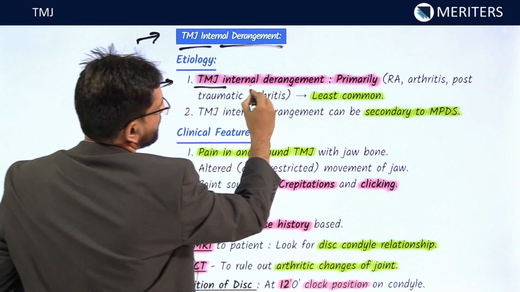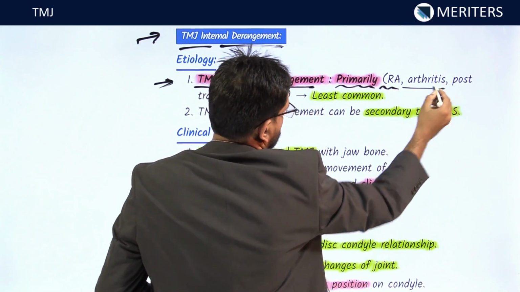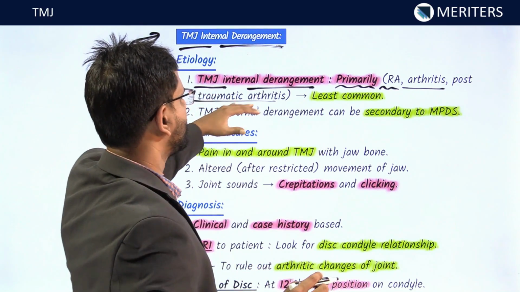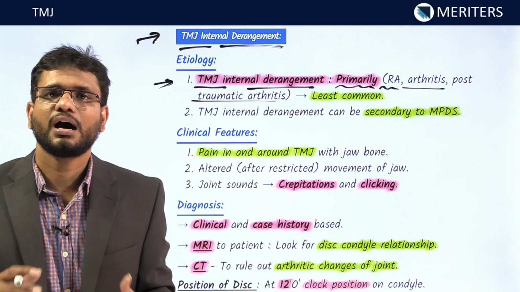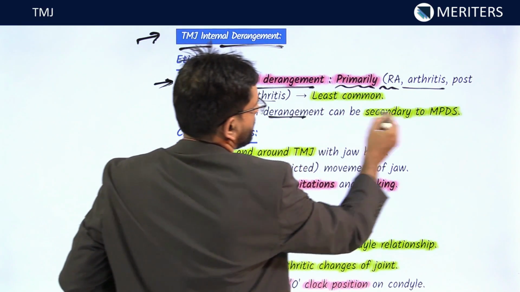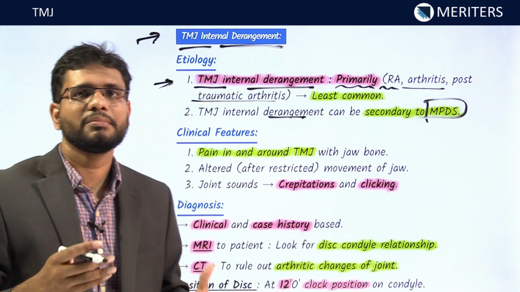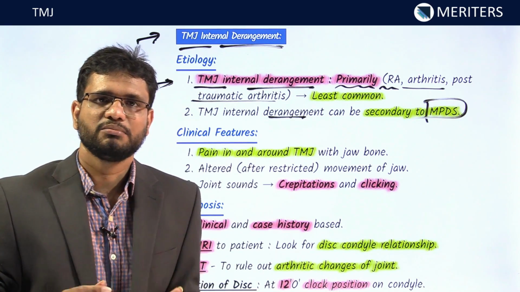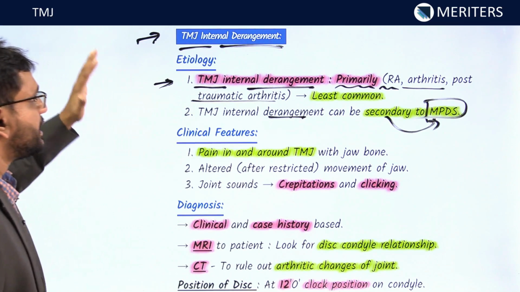TMJ internal derangement is primarily due to rheumatoid arthritis and post-traumatic arthritis. Out of these, post-traumatic arthritis is the least common, but generally these are caused by the arthritic changes of the bone. Secondarily, there can be derangement caused by a problem in the muscles. The primary cause is the extrinsic one, but later it can lead to problems in your TMJ also. So secondary to MPDS also there can be some TMJ internal derangement.